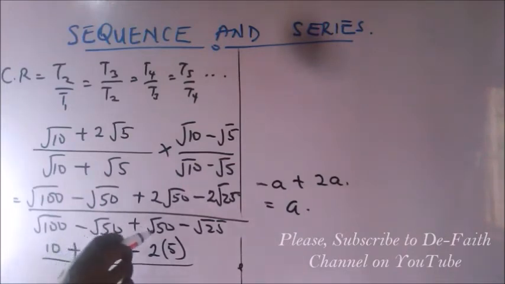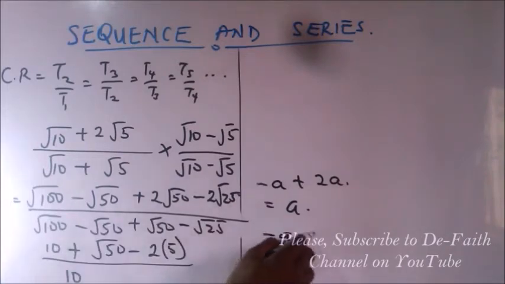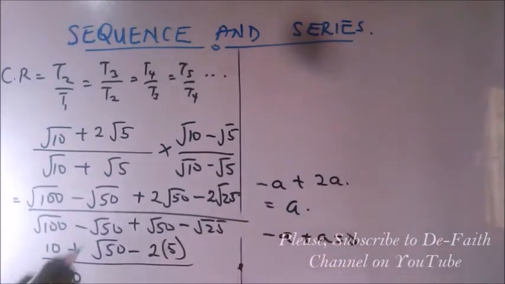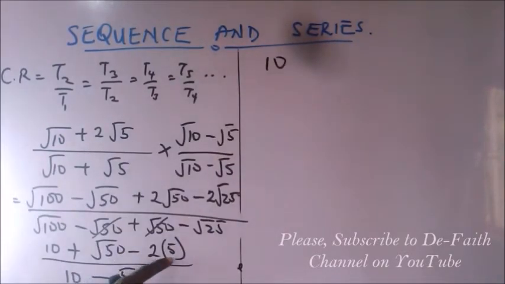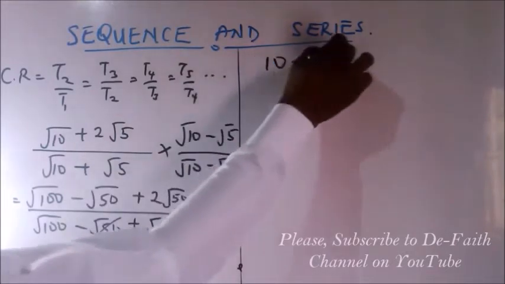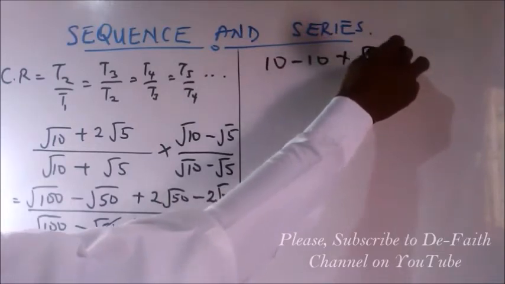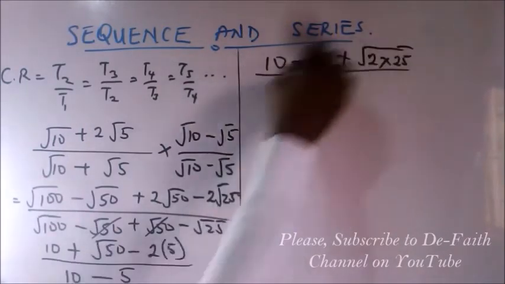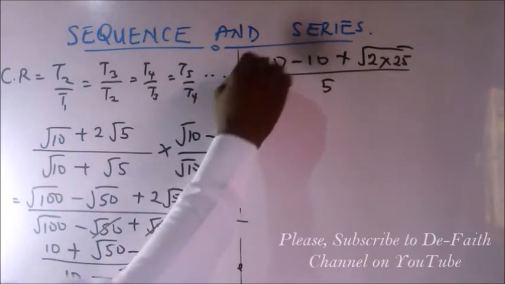And here we have minus root 50 plus root 50. It's just like having minus a plus a, and that gives 0. And so this cancels out. And then we have minus root 25, that's 5. We have 10 minus 2 times 5, that is minus 10. And we have plus root 50, which is just like saying root of 2 times 25, over 10 minus 5, that is 5. And so 10 minus 10 gives 0.